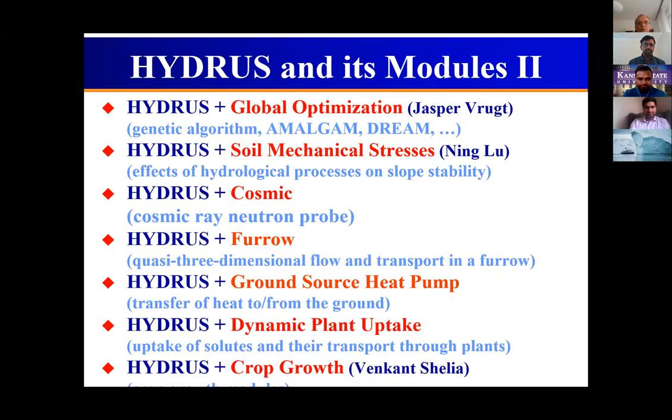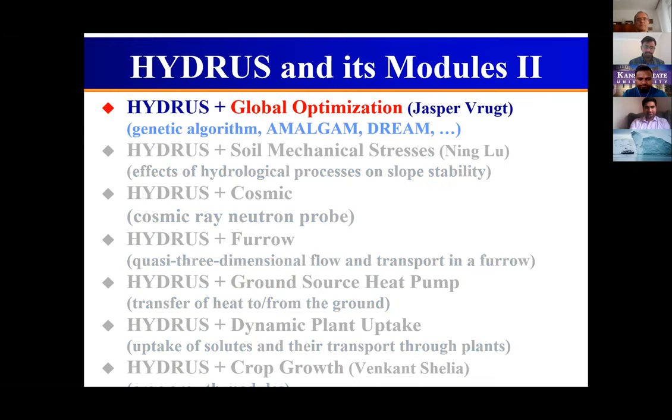Okay, other modules. We have also developed in collaboration with Jasper Vrugt, who is a professor at UC Irvine, a module which we call DREAM tool. And this DREAM module or tool implements many different tools for global optimization, very different algorithms, AMALGAM, DREAM, genetic algorithm, etc. I will not go into more details. I just want to mention that. If you are interested in that, you can find the information on the HYDRUS website.